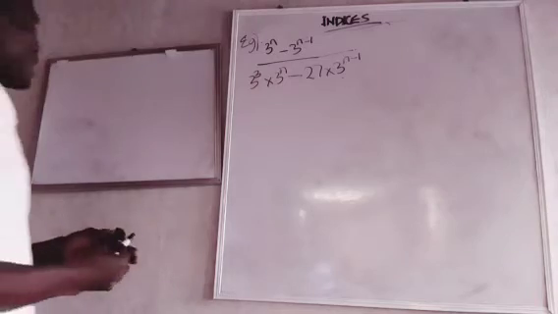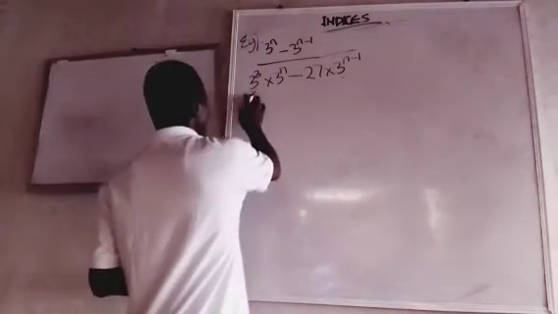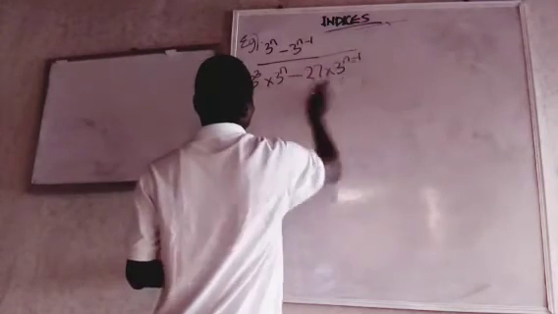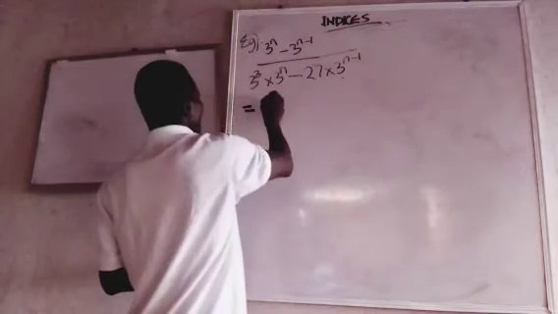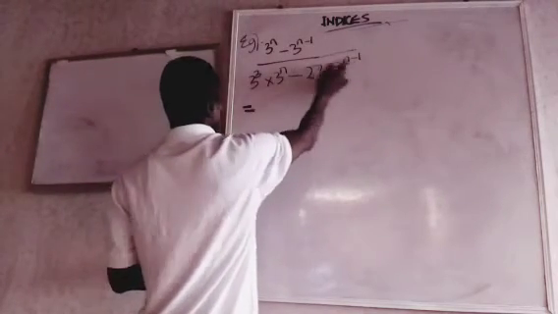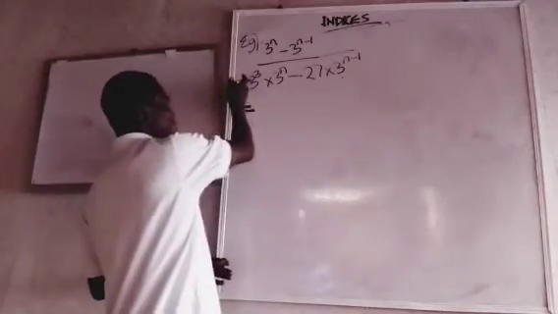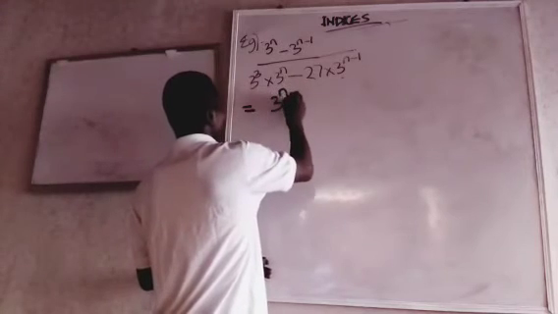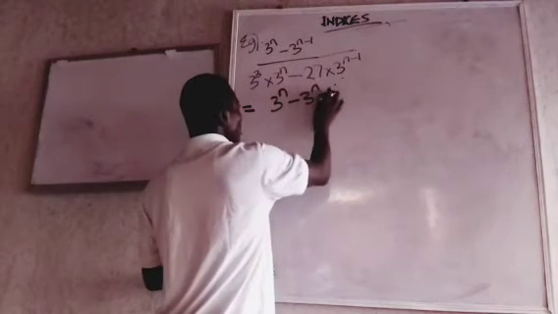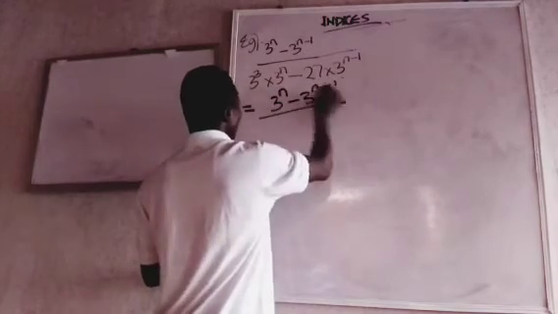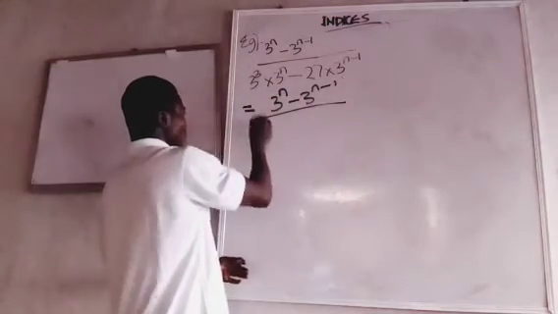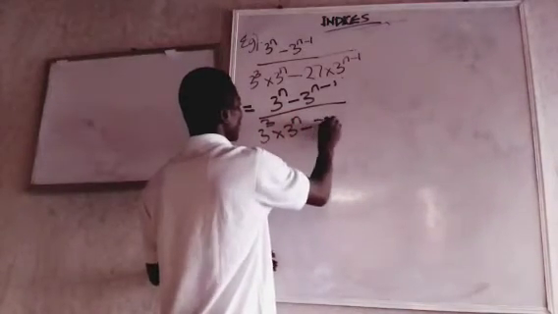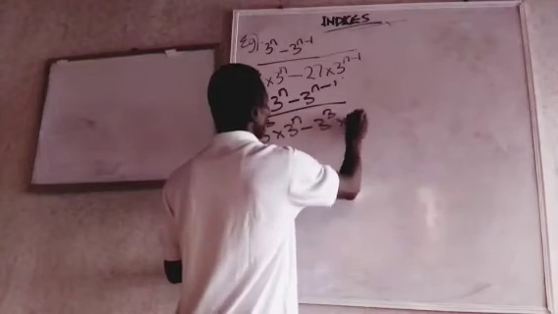Now, we have a question. 3 raised to power n minus 3 raised to power n minus 1, divided by 3 raised to power 3 times 3 raised to power n minus 27 times 3 raised to power n minus 1. So if you look at this, we have 3 raised to power n minus 1 and 3 raised to power n minus 1 here. We have 3 raised to power 3 and 27 is also 3 raised to power 3. So let me quickly simplify it. But please, if it is in the examination, you don't need to simplify it like this. So this one is going to be 3 raised to power 3 times 3 raised to power n minus 3 raised to power 3 times 3 raised to power n minus 1.